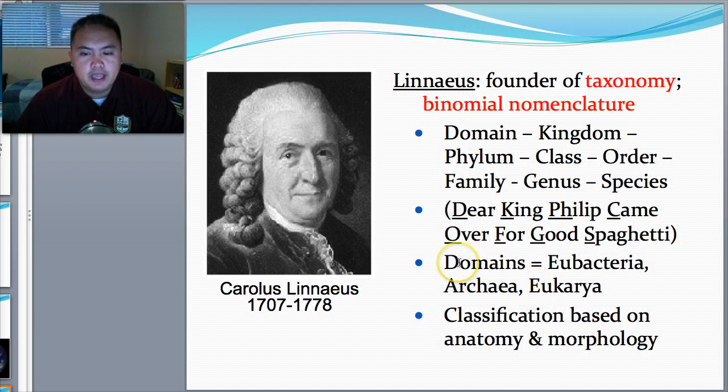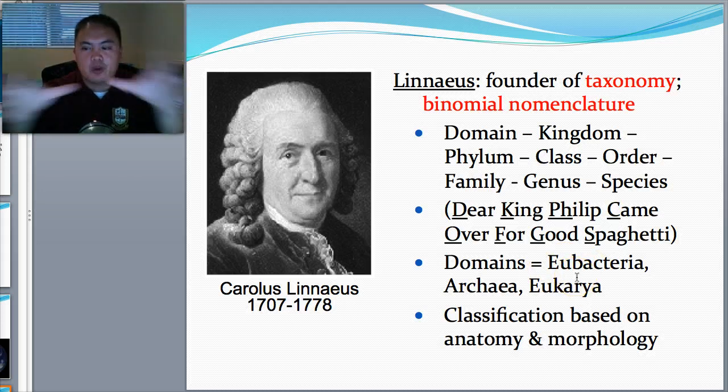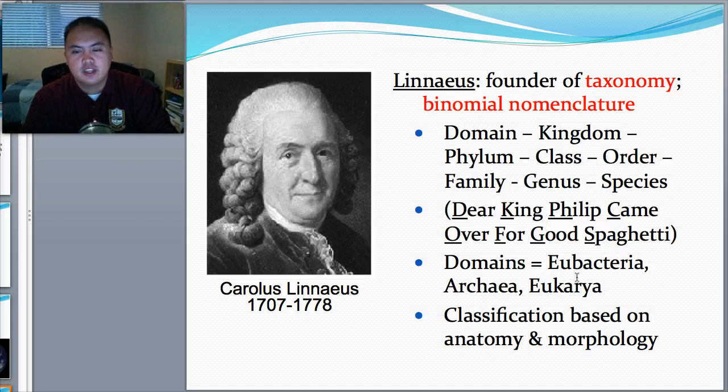And then the big overarching domains that he first came up with: eubacteria, which are organisms that don't have a nucleus. He came up with a third one called archaea. You may not have ever studied it before. They also don't have a nucleus. So eubacteria and archaea sort of go together. And eukarya stands for organisms and cells that have a nucleus. So those are the three big domains, that's how he sort of separated the whole world of animals. And he classified them by anatomy and morphology. So Linnaeus, try to remember Linnaeus.